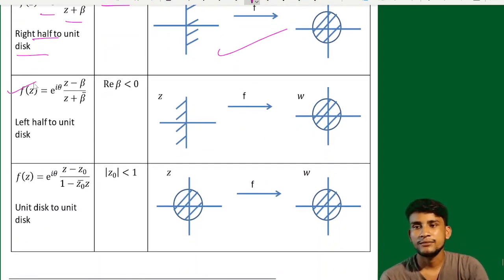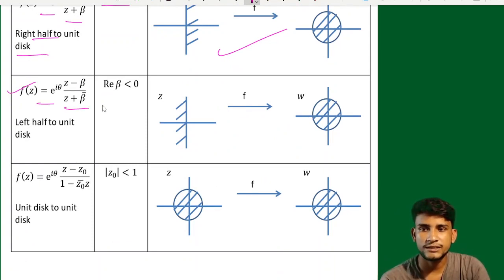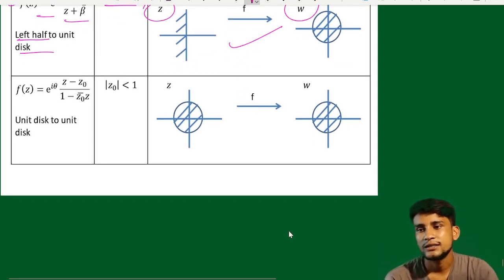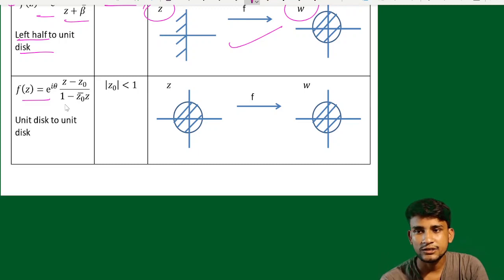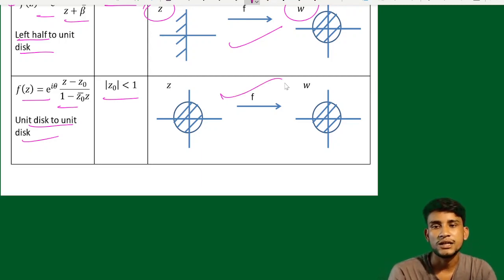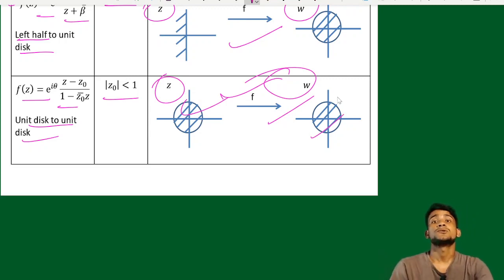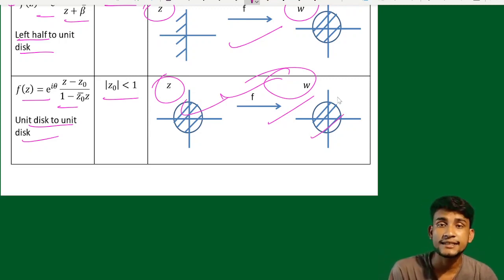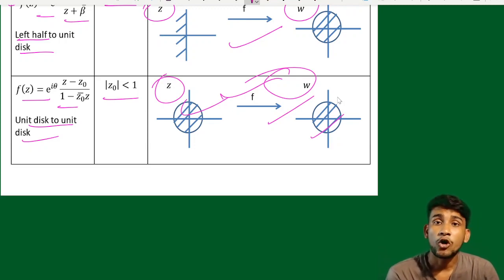And the next one is f(z) equal to exponential i theta into (z minus beta) by (z plus beta bar), real part of beta less than 0, goes from left half to unit disk. This is the image, this is the z plane and this is the w plane. And the next one is f(z) equal to exponential i theta into (z minus z0) by (1 minus z0 bar z), unit disk to unit disk, where the condition is mod of z0 less than 1. This is the image, z plane and w plane, unit disk to unit disk. So this is the content and these are the short notes of all complex analysis.